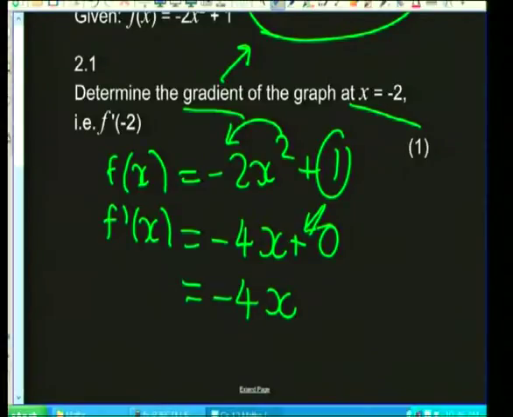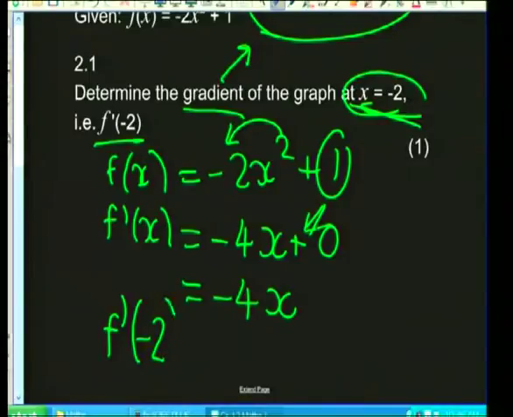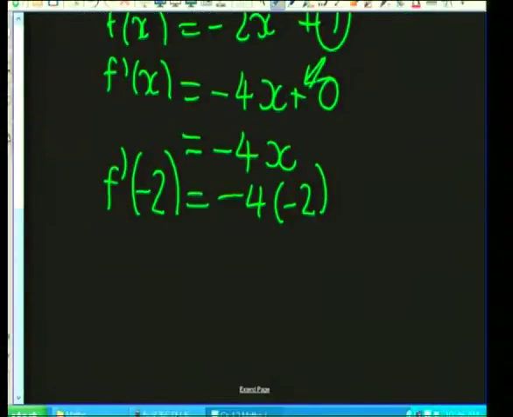Now, let's find the derivative at x equal to minus 2, which is the same as f dash negative 2. Negative times a negative is a positive. So our gradient at x equal to negative 2 is 8. As simple as that. Let's look at another question.